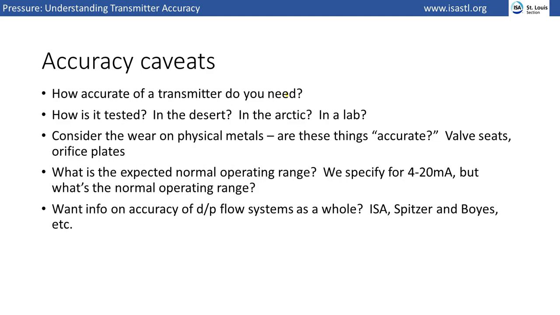Same thing with orifice plates. But back to range. Where is your transmitter expected to work? Is it a stable, consistent process, or is it a tank you may run a batch process in? You're going to fill it and empty it, so it will continuously see 4 milliamp to 20 milliamp ranges consistently.